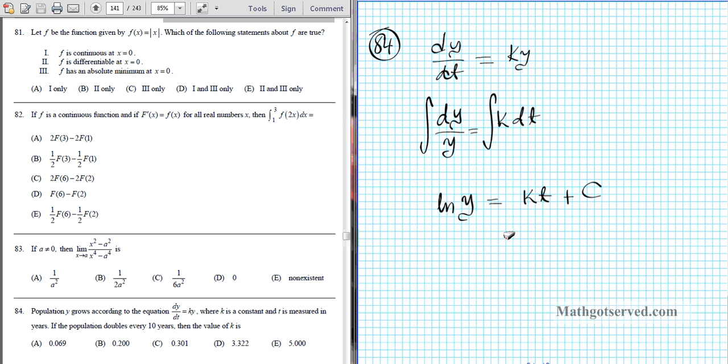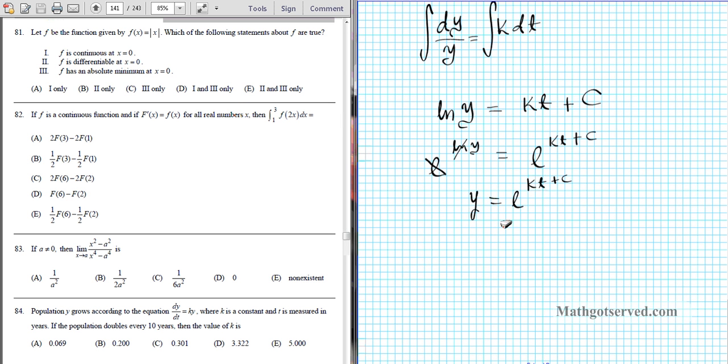Next, we're going to solve to get y isolated. To do that, we're going to exponentiate both sides using e as the base of exponentiation. So e to the ln y equals e to the kt plus C, and then these cancel out, and you have y equals e to the kt plus C.